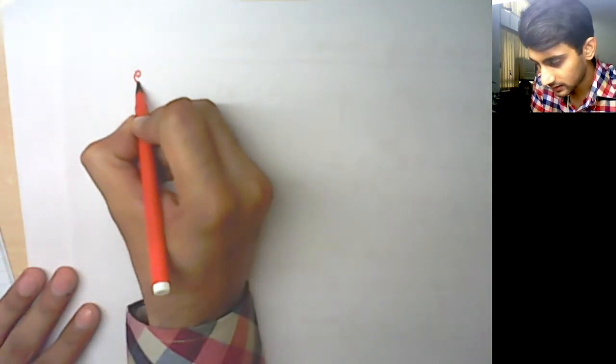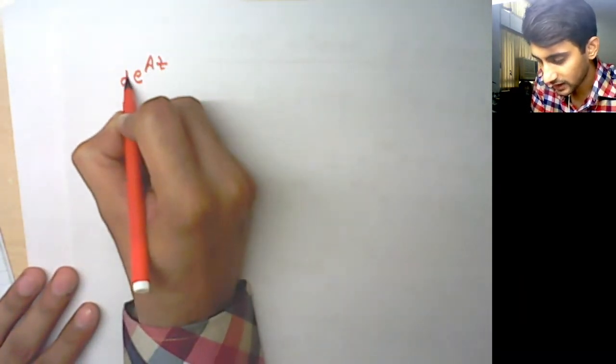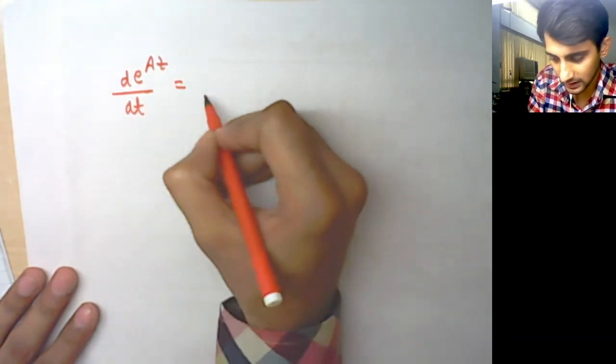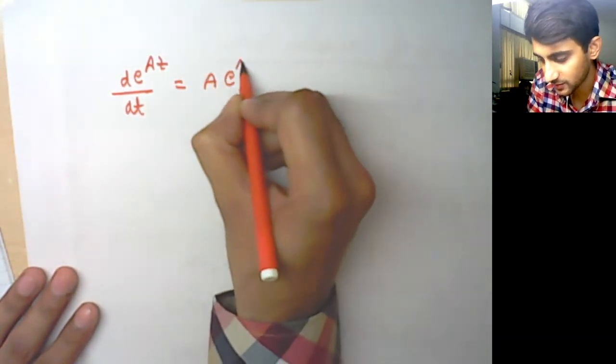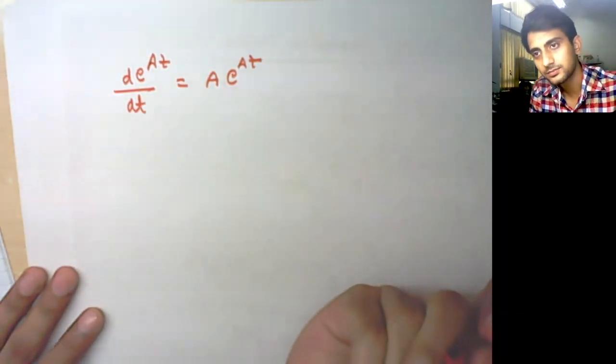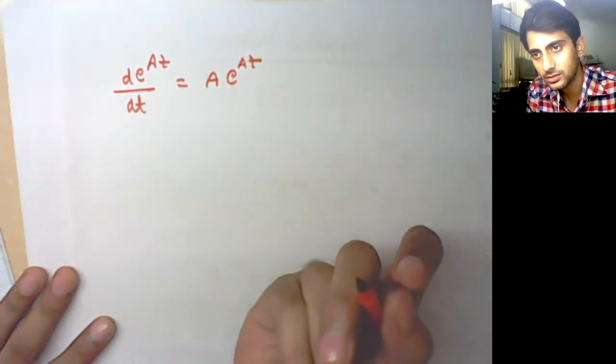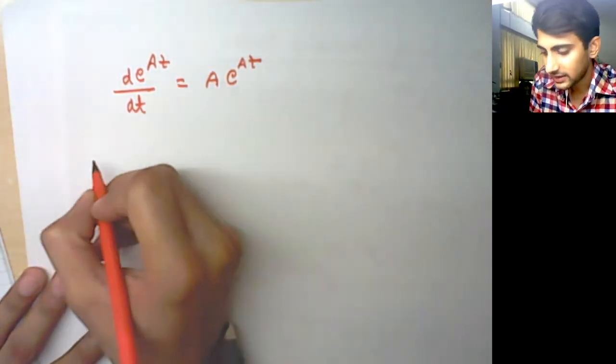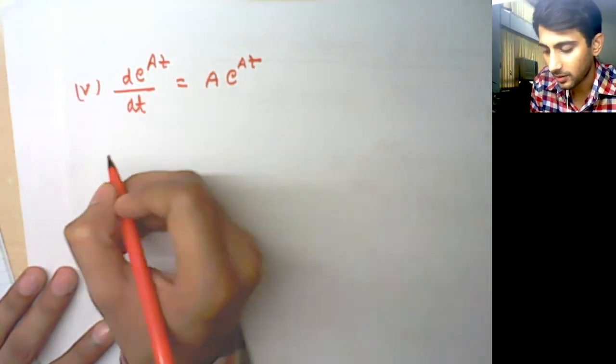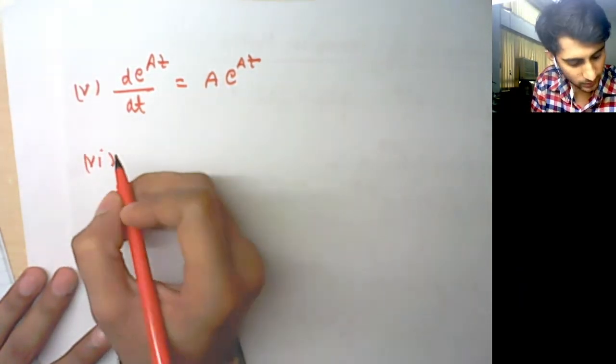Then e to the power At, if you want to take the derivative of it, it would be nothing but the A matrix times e to the power At. That's it. A matrix dot e to the power At. That is, let's say, the fifth property. And the last property, the sixth, is quite simple.